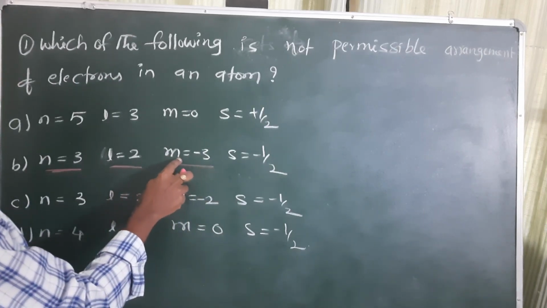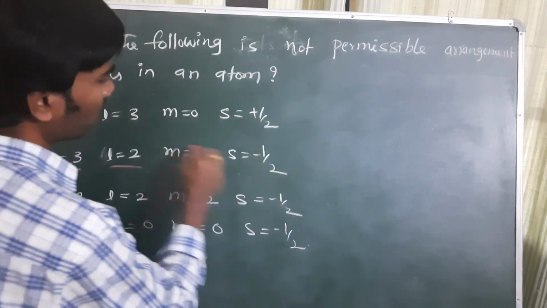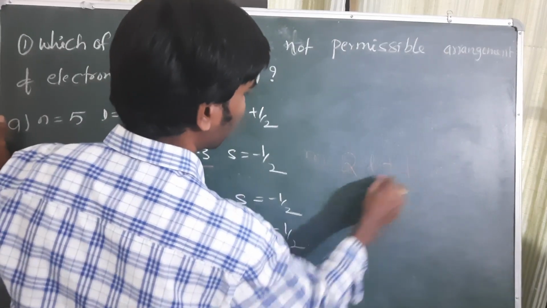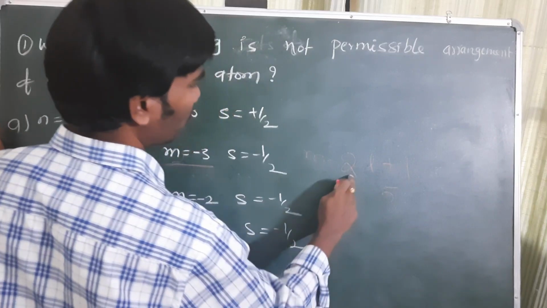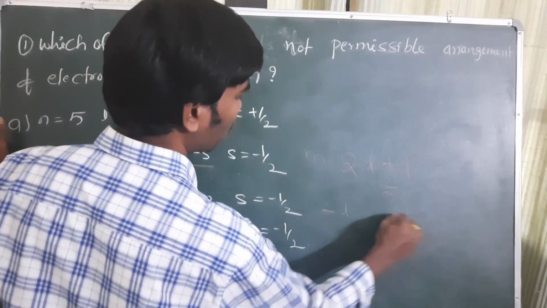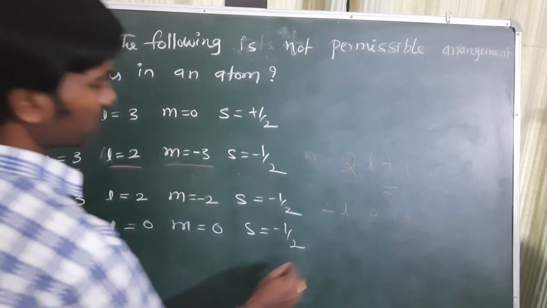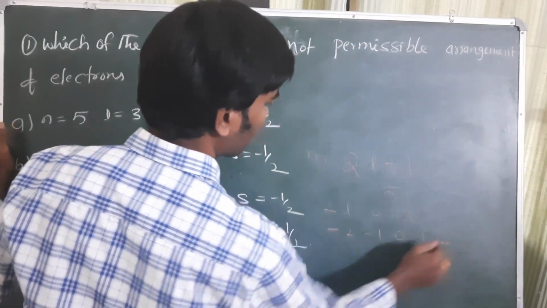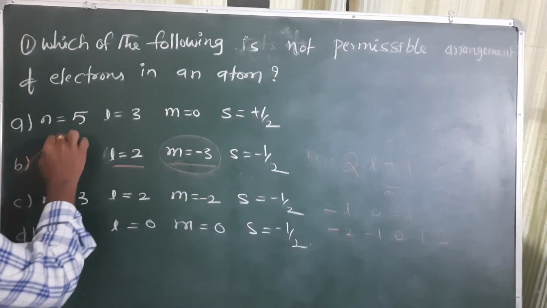Actually, m values depend on the L value. How can we define the m values? The number of m values is 2 into L plus 1. If L is equal to 2, 5 values are possible, since 2 into 2 plus 1 means 5. They range from minus L to plus L including 0, that is minus 2, minus 1, 0, 1 and 2. But here they have given m is equal to minus 3. So this is not possible. So our answer is this one.